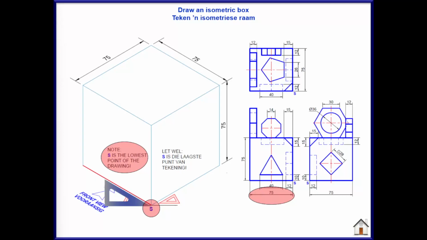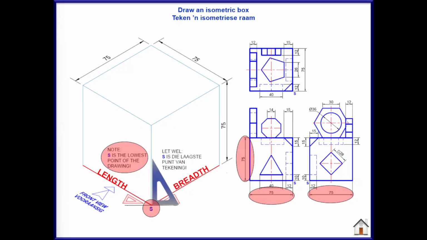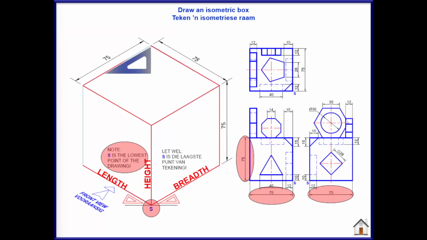We will use our 30-degree set square to draw a line of 75 millimeters on a 30-degree axis. And that is my total length. For the total width, we will use our 30-degree set square to draw a line of 75 millimeters to get my total breadth or total width. For the total height, we will manipulate our triangle, draw a 90-degree line with a length of 75 millimeters to get my height for the cube. Use your 30-degree set square and complete the isometric box by manipulating your triangle on 30 degrees and 90 degrees and complete the isometric box.